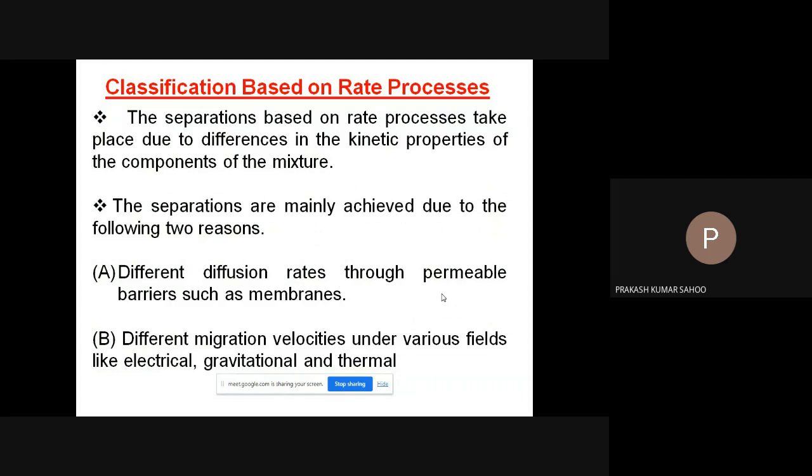So this is the classification of the separation technique based on its kinetic property, that is the rate of migration of the constituent particles towards a respective part by application of some membrane, like a semi-permeable membrane, and different external fields like electrical, gravitational, or thermal fields.